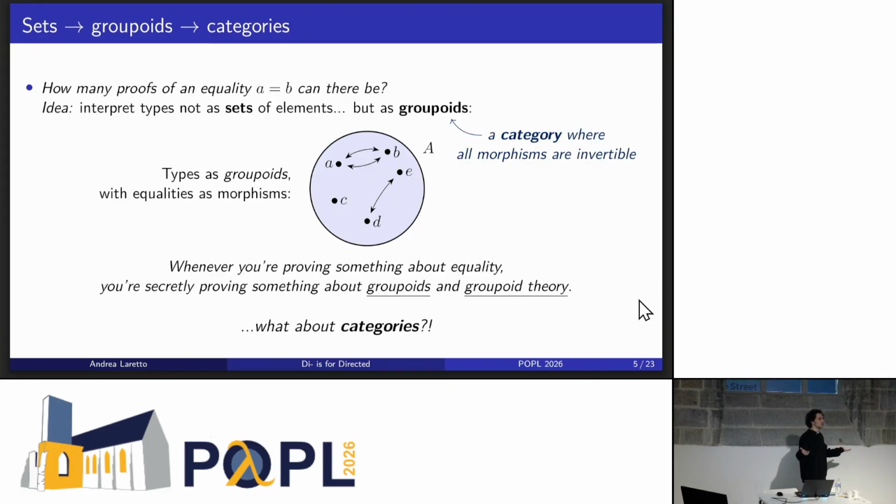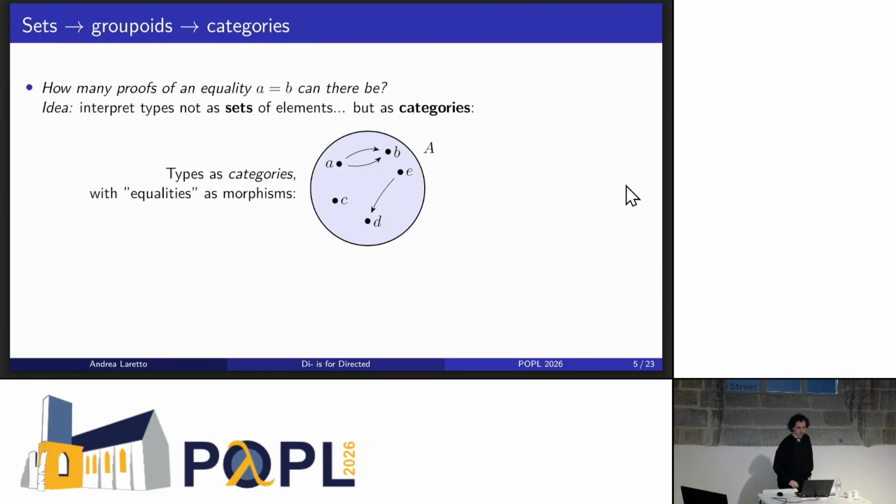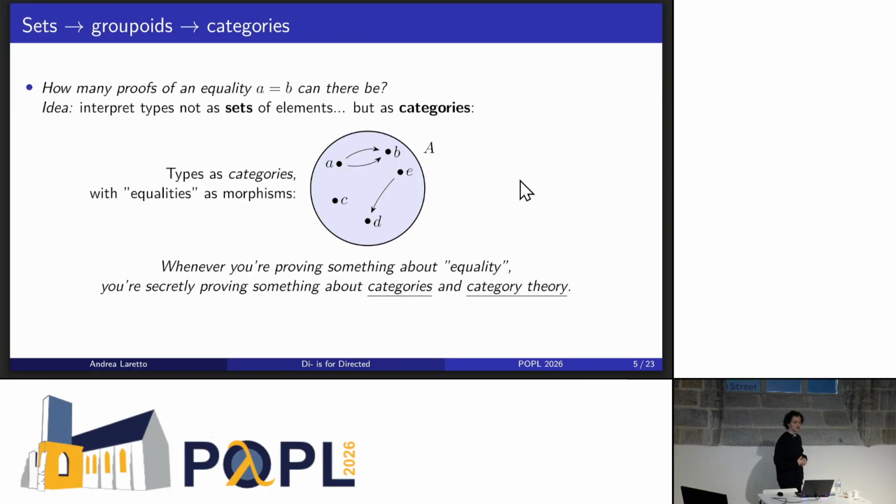But the natural question is, what about categories? Why do we need this assumption here, right? And groupoids are categories. So we kind of want to scrap that, and now we want to do the same thing, where types are categories, and equalities, quote, are, you can have more than one, and they are directed, right? They have some directionality. And the idea now should be that whenever you're proving something about this kind of directed, asymmetric equality, you're actually secretly proving something about categories and category theory.